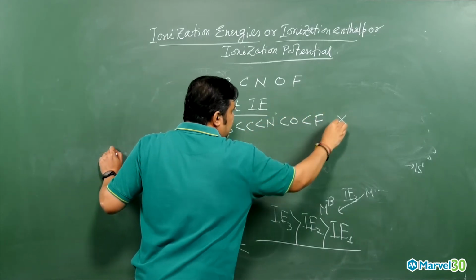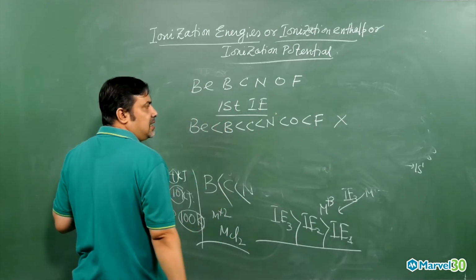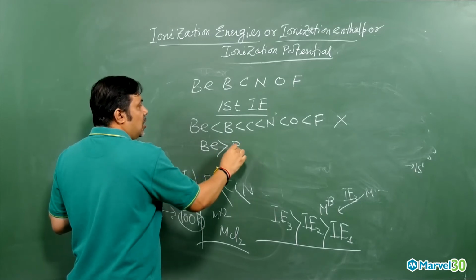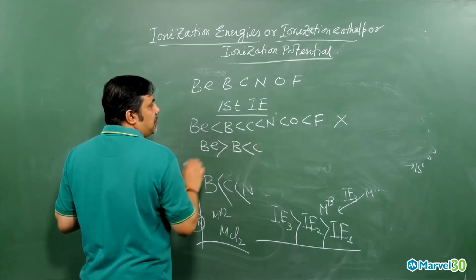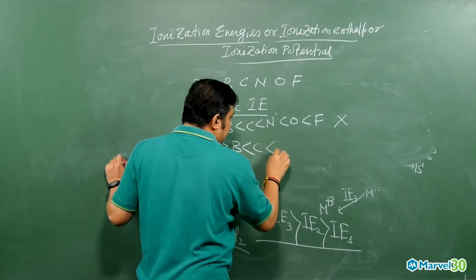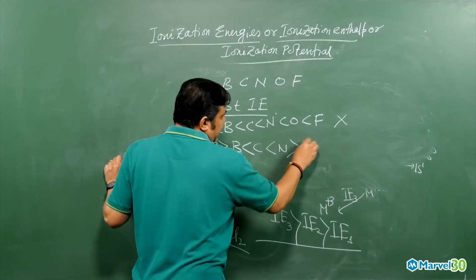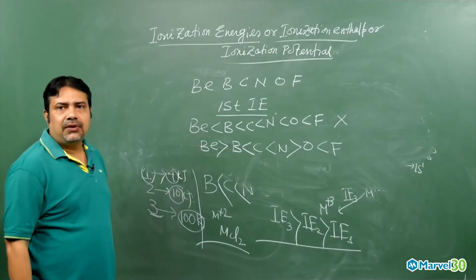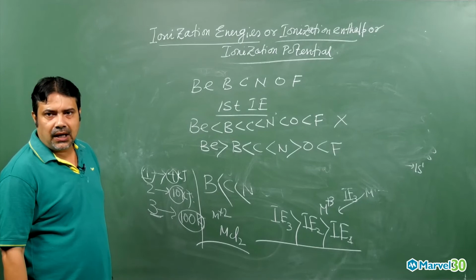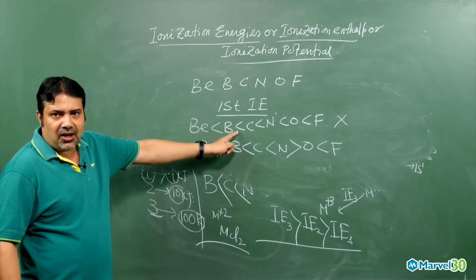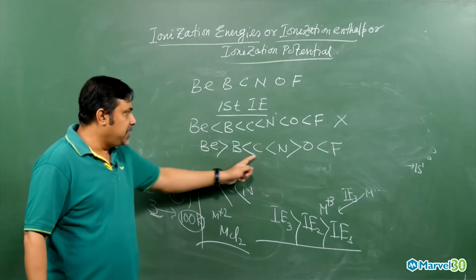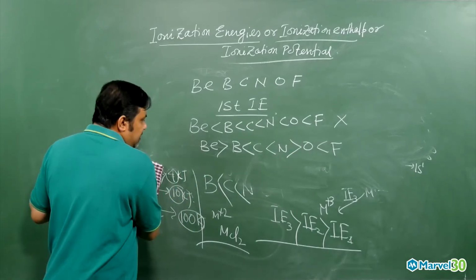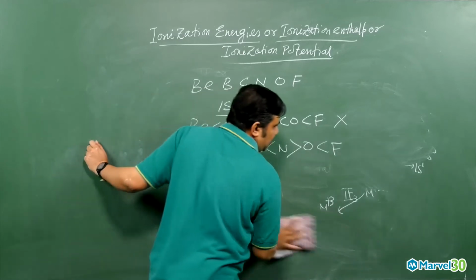But actually this is not the order for first ionization energy. What order will actually be there? Beryllium is greater than boron, boron is less than carbon, carbon is less than nitrogen, nitrogen is again greater than oxygen, oxygen is less than fluorine. This order is followed. The actual order should be different according to our concept, but experimentally this is observed. Why, in the case of first ionization energy? The reason you have to understand right here.